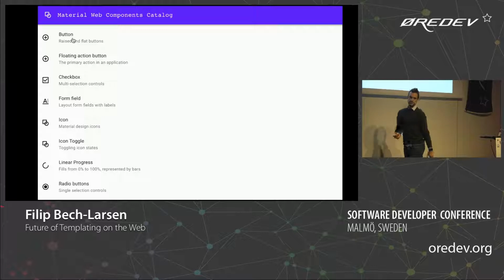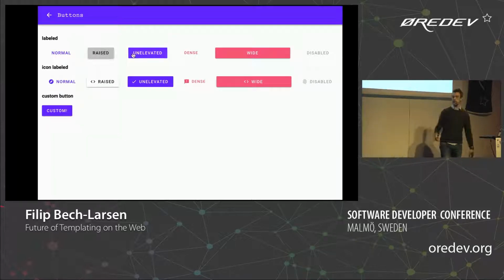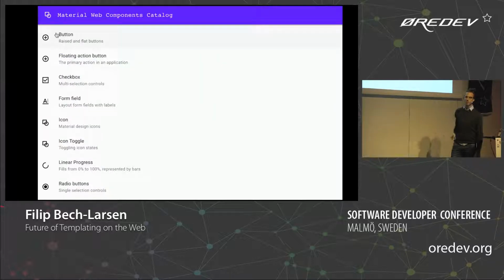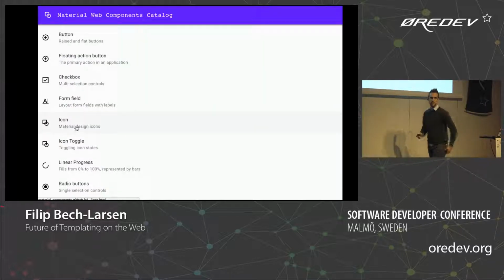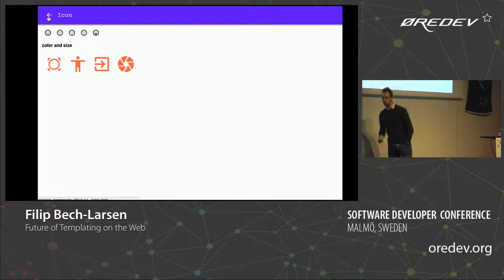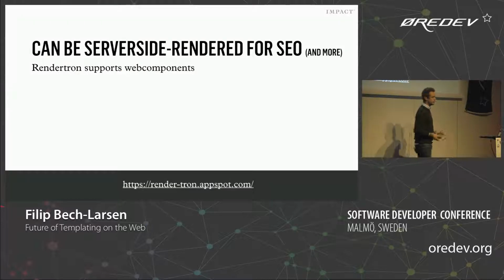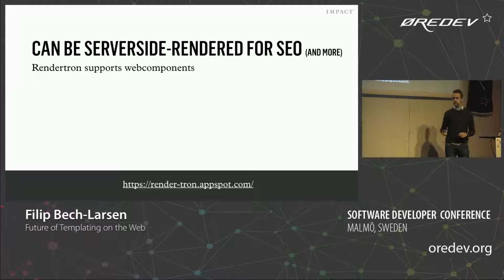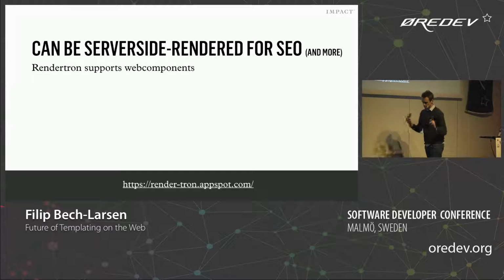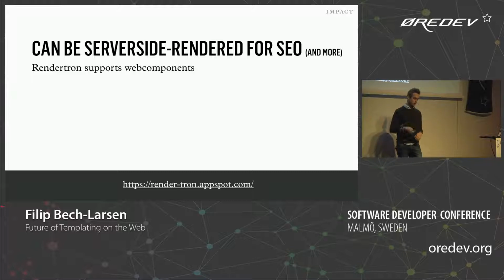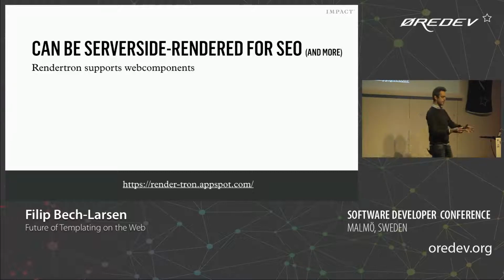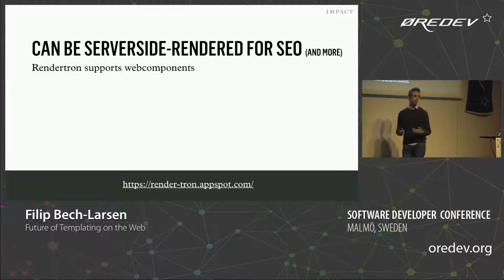Already, because it's a Google thing, they already implemented a lot of the material design stuff. So if you want to have components like this, if you're prototyping, these are all built with lit HTML or with lit element. And they can actually be server-side rendered now. For a long time, this was kind of a problem, but the Rendertron runtime, or the Node engine that renders your front-end application on the server and gives you back the HTML, Rendertron now supports web components.